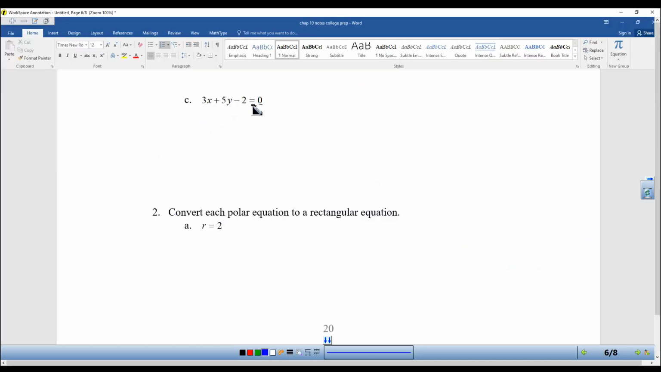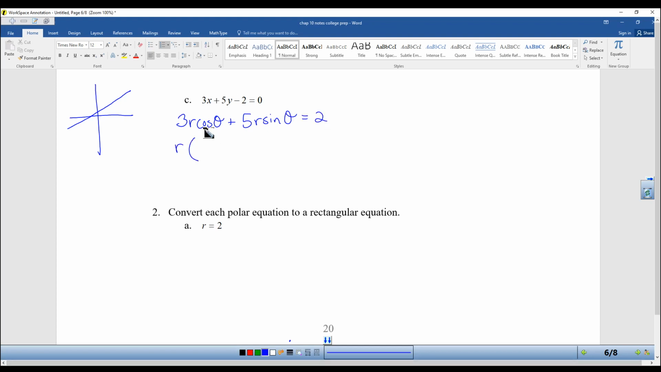This is a line, right? We could rearrange it to get y all by itself on one side. What did your gut say? Is a line easier to graph on a rectangular system or on a polar coordinate system? I'm thinking it's going to be easier on a rectangular. But let's plug things in. Remember that you're going to just replace x with r cosine theta, and you're going to replace y with r sine theta. I'm going to move that 2 to the other side.